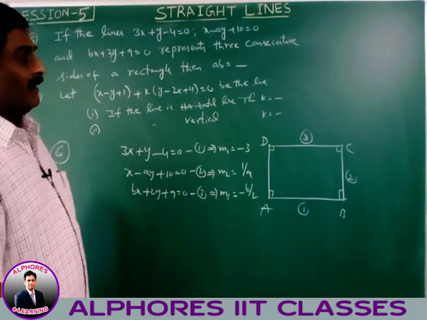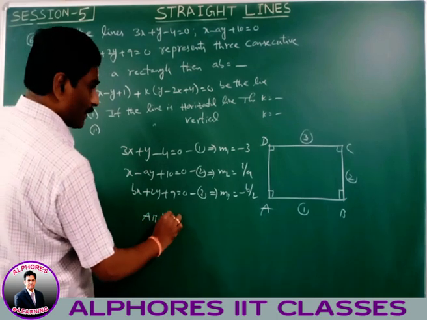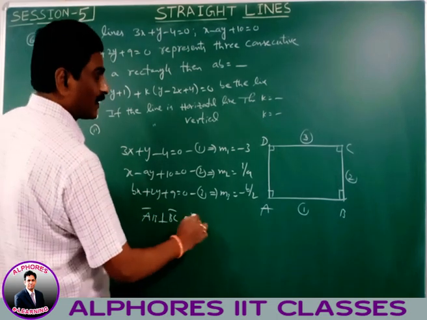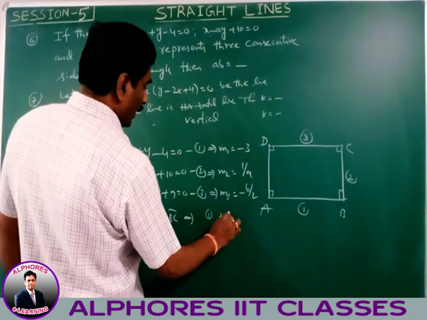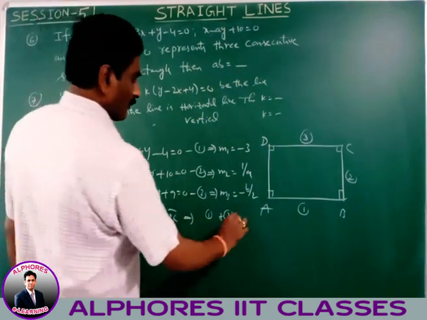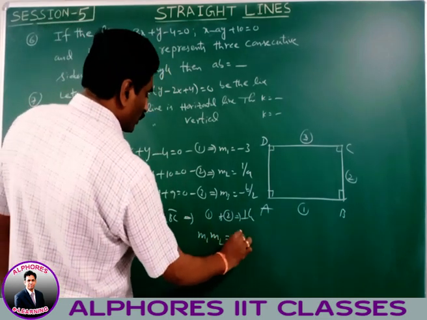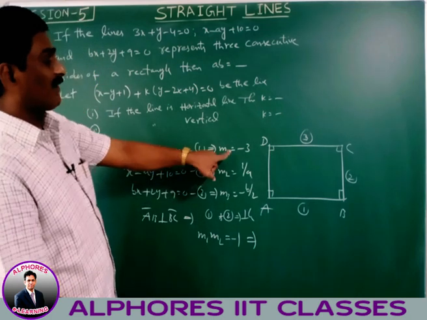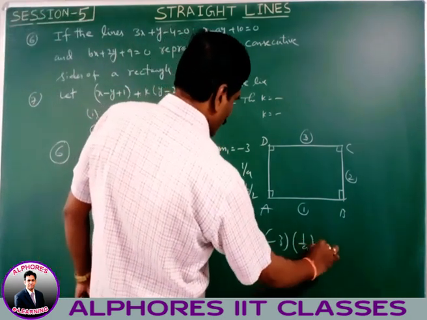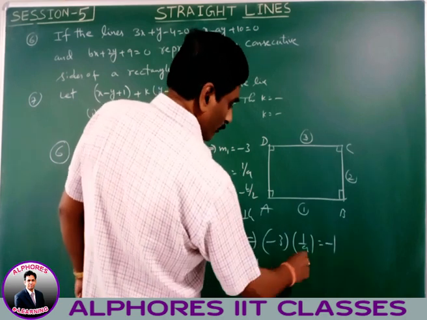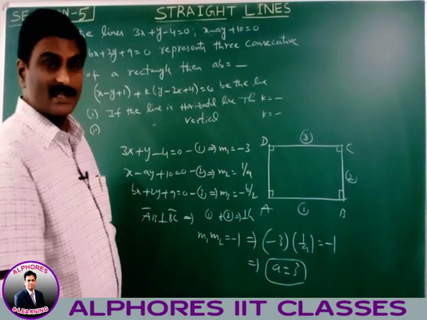Okay. From the diagram, AB is perpendicular to BC. What is the meaning of this? First line and second line are perpendicular. What is the meaning of that? M1 M2 is equal to minus 1. What is the value of M1? Minus 3 into 1 by a is equal to minus 1. After cross multiplication, we get a is equal to 3. Minus minus cancel. a is equal to 3.